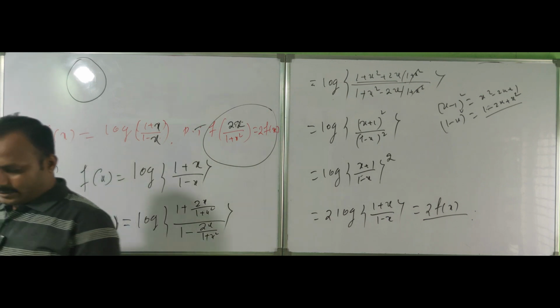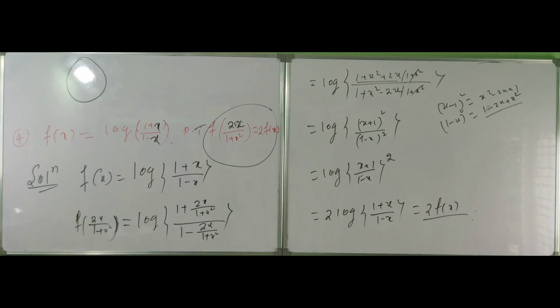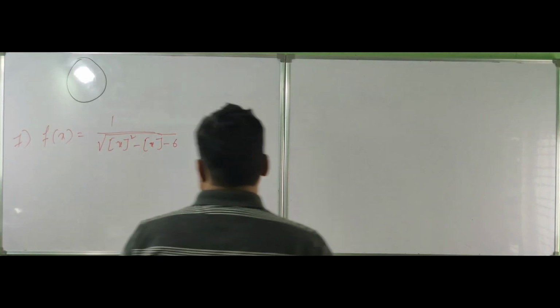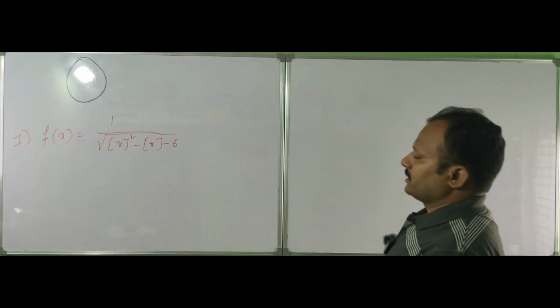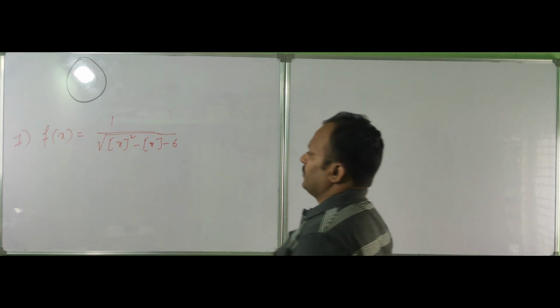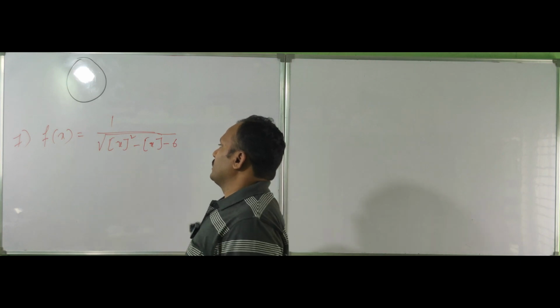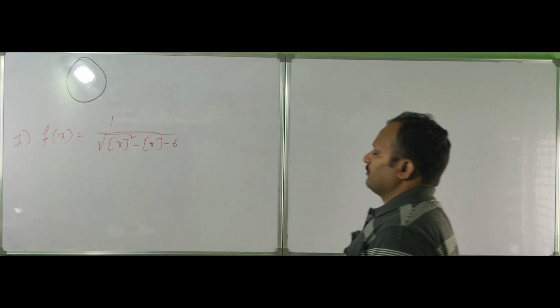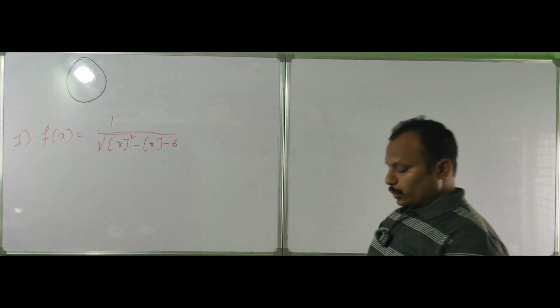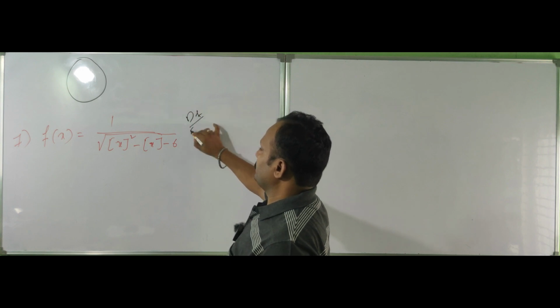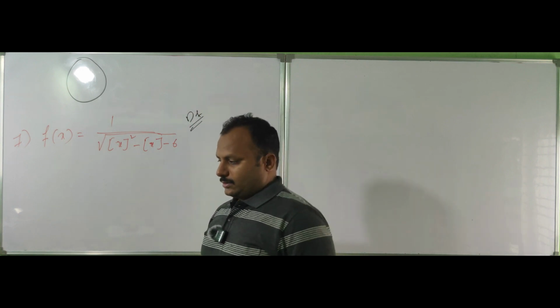The next question. There are some remaining questions that are easy. The last question is quite an important question. f of x is equal to 1 over the square root of x square minus x minus 6. Find the domain of f.